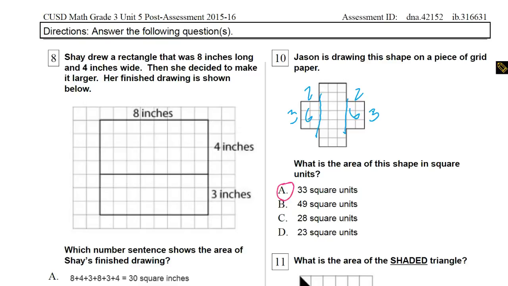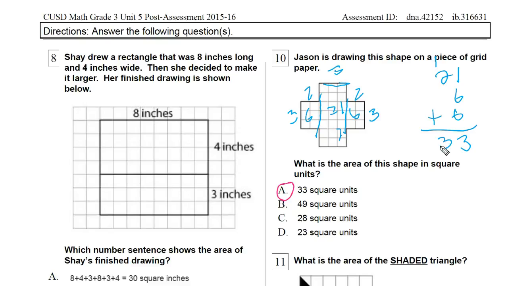I need to find the area of the big rectangle. So the width is 3, and the length is 1, 2, 3, 4, 5, 6, 7. The length is 7. So 3 times 7 is 21. So now I have 21 plus 6 plus 6. 6 plus 6 is 12, plus 1 more is 13. Put the 3 down, carry the 1. And then 1 plus 2 is 3.